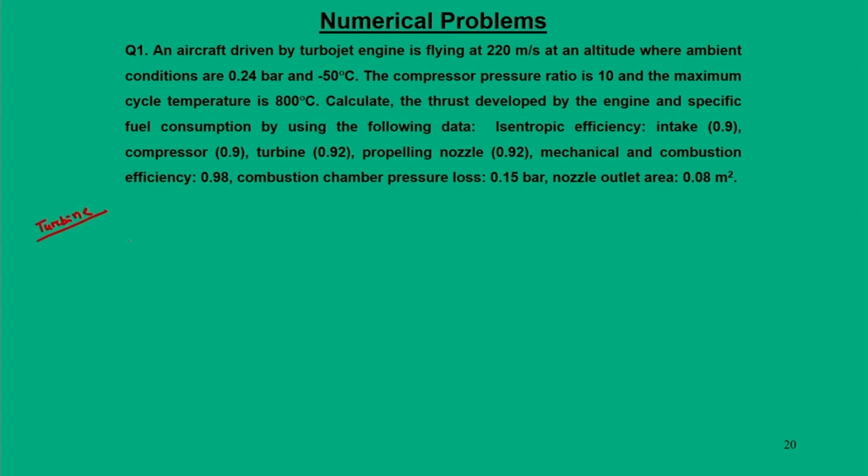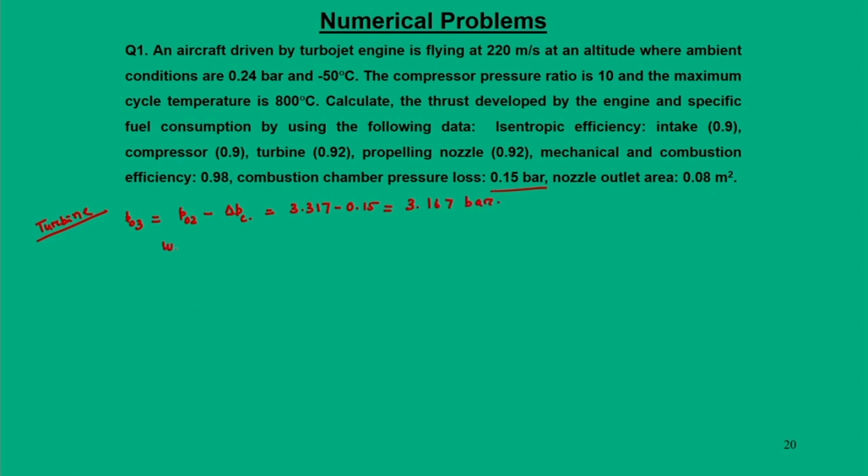So for the turbine we start with this equation. What is P naught 3? P naught 3 is nothing but P naught 2 minus delta P in the combustion chamber. This is 0.15 bar. So P naught 2 is already calculated, 3.317 minus 0.15. So it is 3.167 bar.